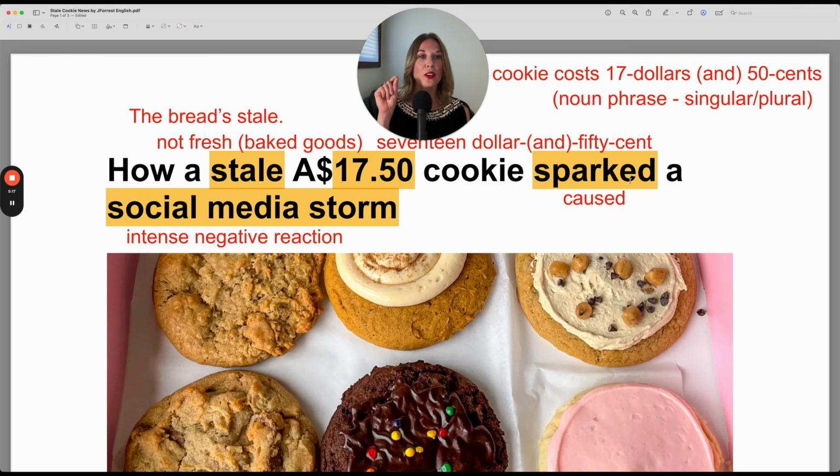Let's keep going and look at sparked. So how a stale cookie sparked. This means caused. So the cookie sparked a social media storm.